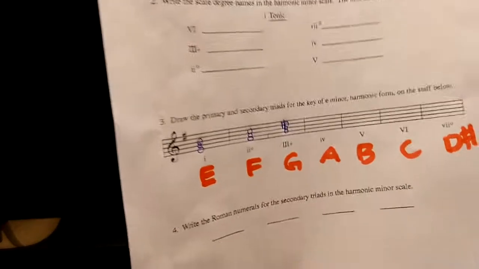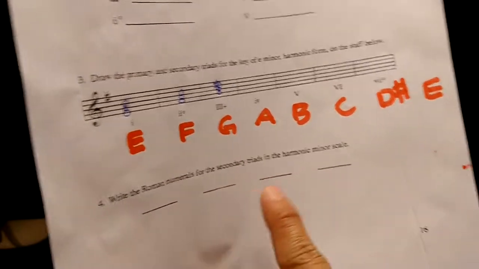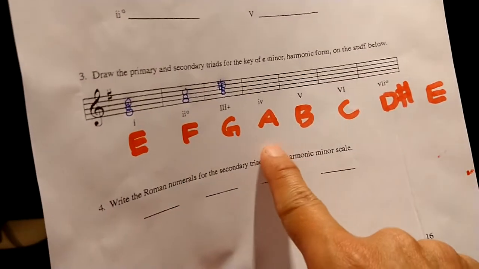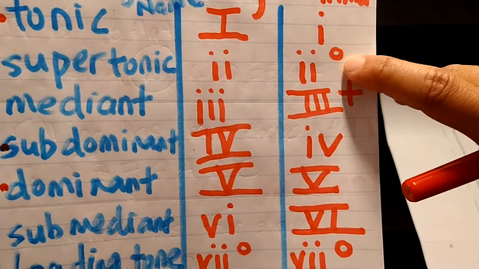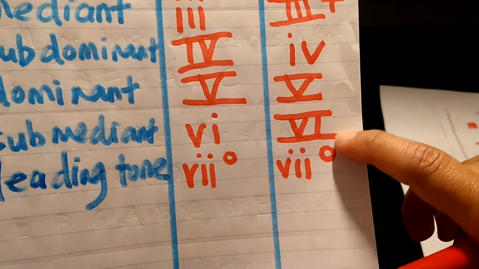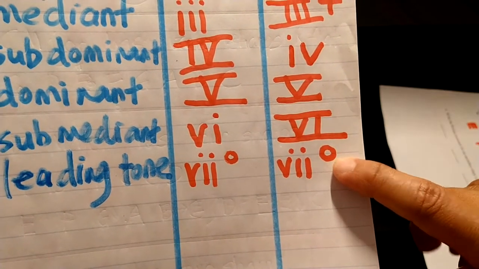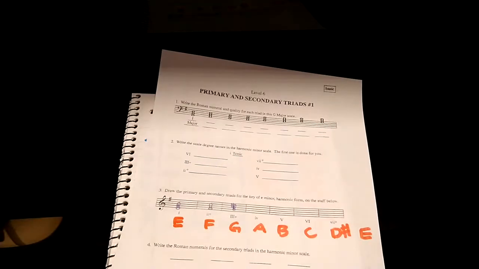So you're going to write 2, 3, sorry, I said wrong, 2, 3, 6, and 7 in the harmonic minor scale. That means you're going to write this 2, this 3, this 6, and this 7. And that's how you do your page 16.